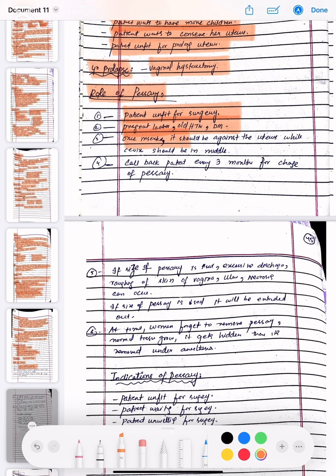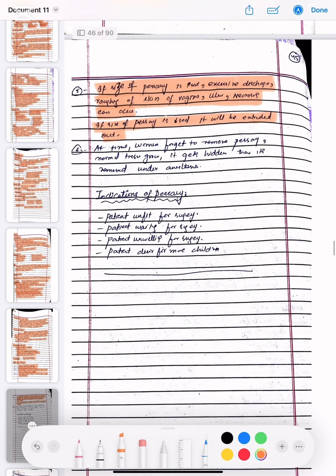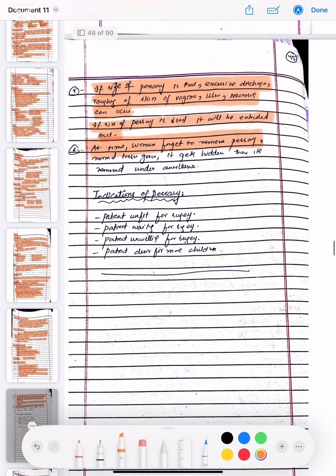Once inserted, it should be against the uterus, while the cervix should be in the middle. Call the patient back every 3 months for change of pessary. If the size of the pessary is increased, excessive discharge, roughening of the skin of the vagina, and ulcer necrosis can occur. If the size of the pessary is decreased, it will be extruded out. When women forget to remove the pessary, normal tissue grows over it and it gets hidden, then it is removed under anesthesia. The indications for pessary are patients who are unfit for surgery, patients waiting for surgery, patients unwilling for surgery, and patients who desire more children.